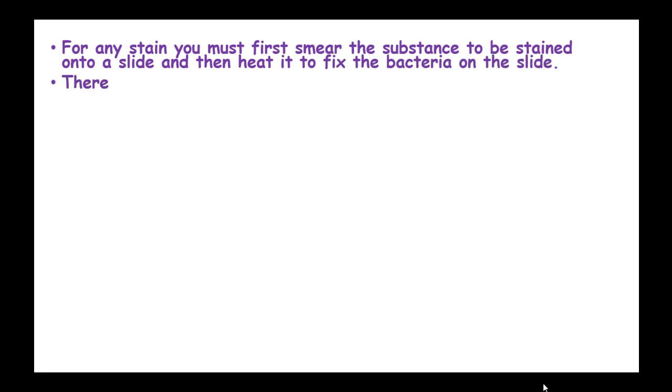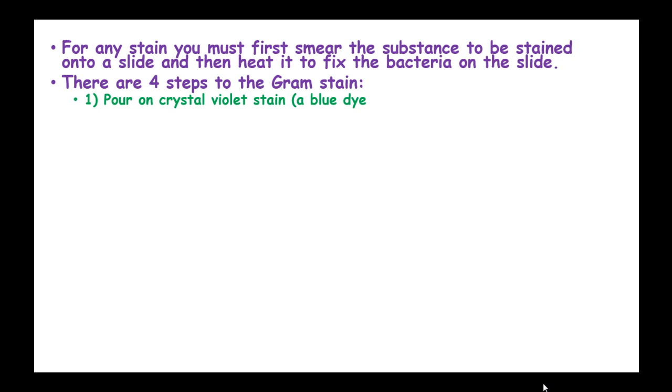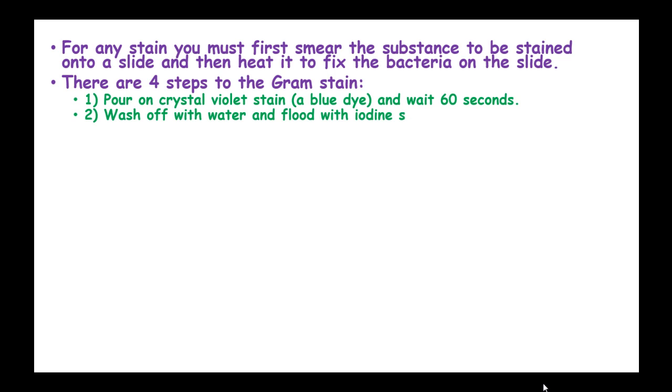For any stain, you must first smear the substance to be stained onto the slide, then heat to fix the bacteria on the slide. There are 4 steps to Gram staining. The first step is to pour the crystal violet stain and wait for 60 seconds. Then you wash off with water and flood with iodine solution for another minute.